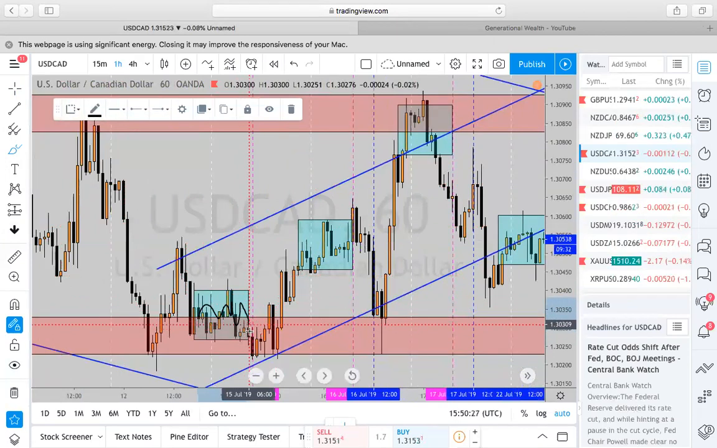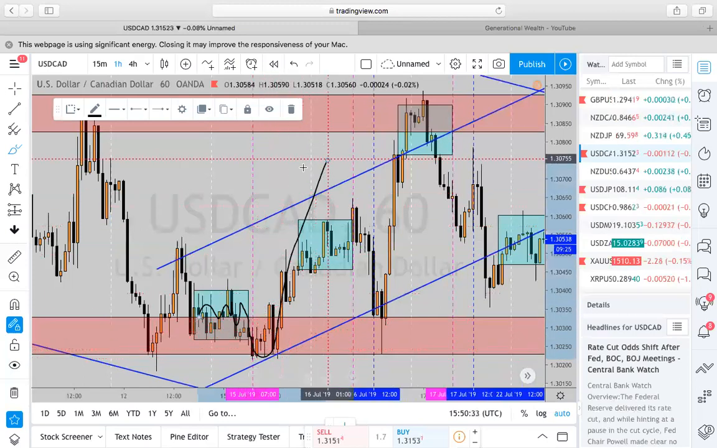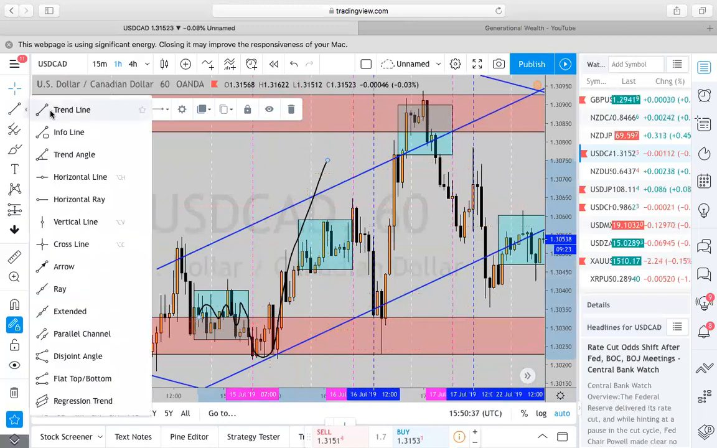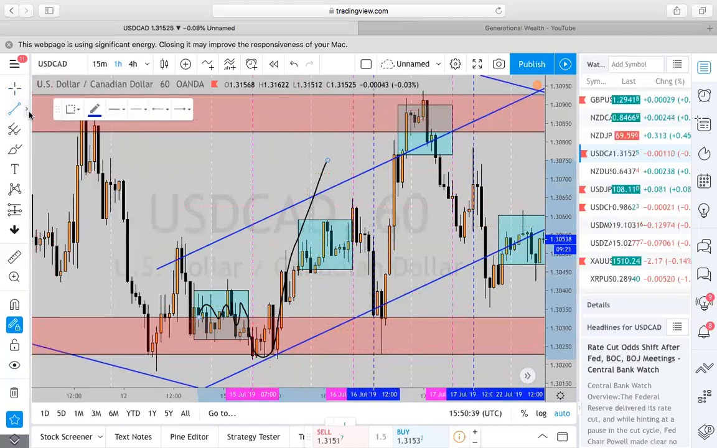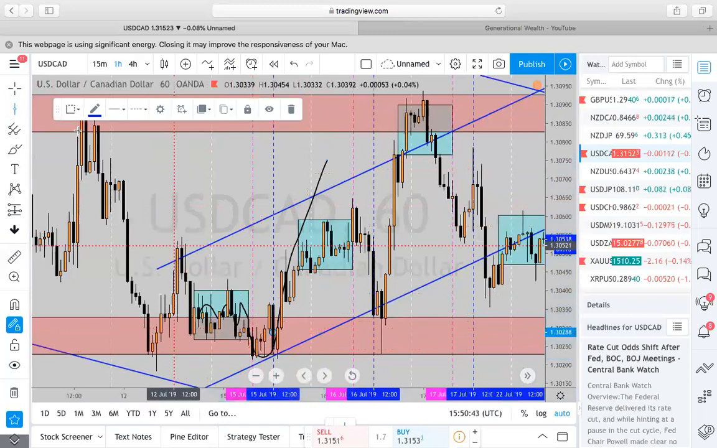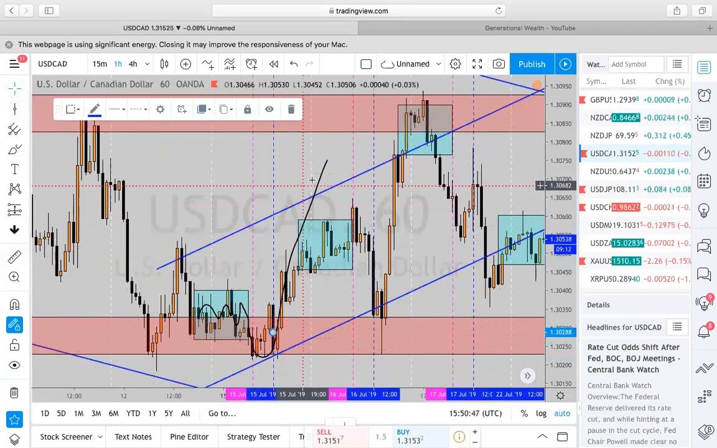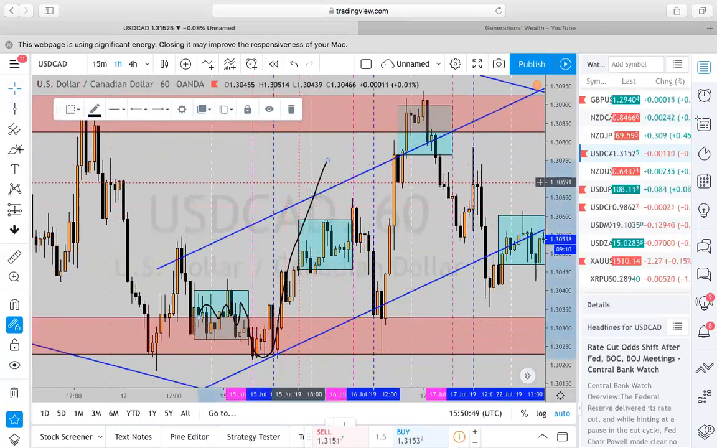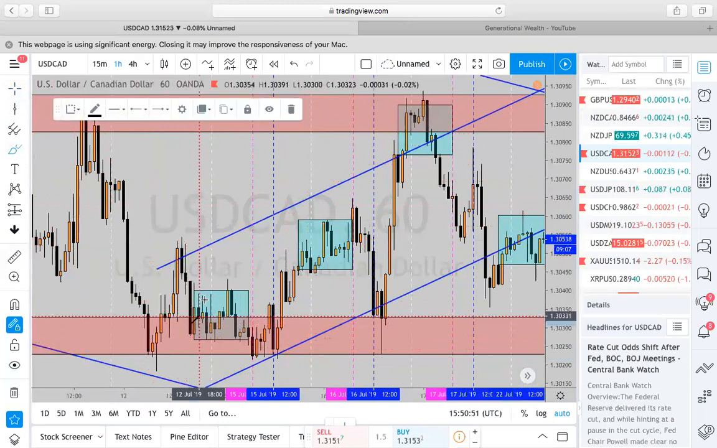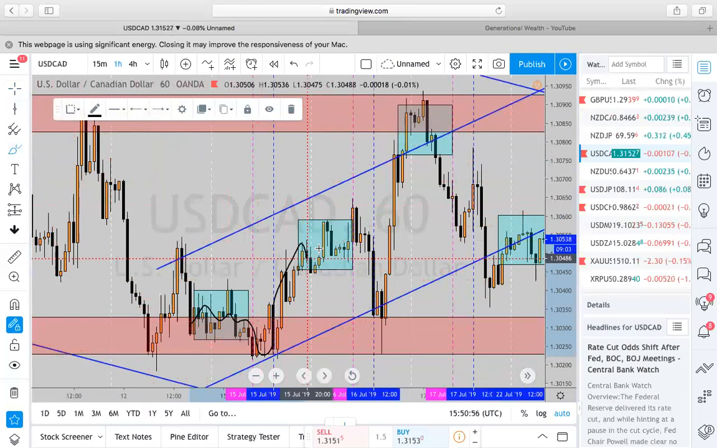But look at it. London breaks out of Asian, and what happens when you get to New York? Oh, I didn't identify New York right here. I think I took that one. It moves. It reverses. Let me put New York on here so you can see that. See that? Right at New York, it reverses. Asian consolidation, London breakout, New York reversal. Asian consolidation, London breakout, New York reversal.